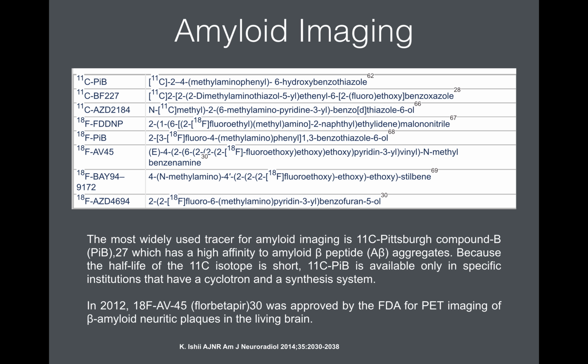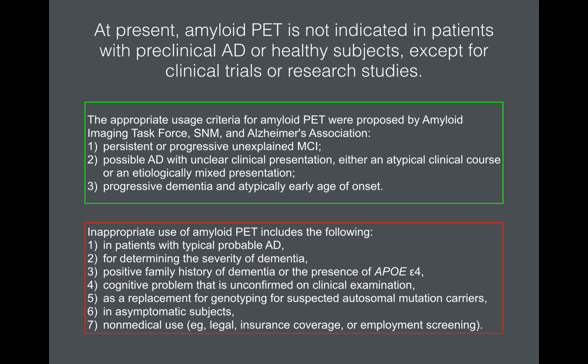Amyloid imaging now has been around for a few years and initially started with the carbon-11 labeled Pittsburgh compound. However, now there are FDA-approved F-18 agents which are much easier to use. The scans still remain mildly controversial in terms of who should get it and who should not get it, and there are certainly guidelines for that as well.